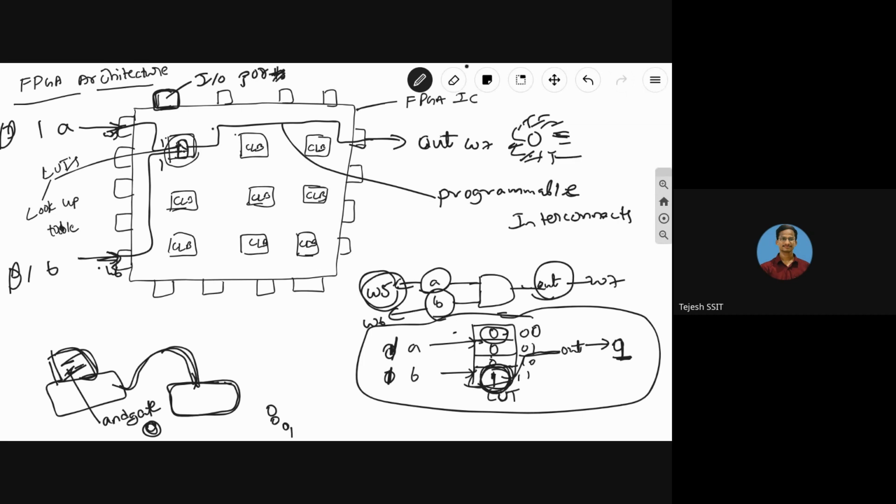This is how they show the output on the FPGA board. Have you understood or not? I know there is some confusion, a little bit of confusion. So I will repeat this process.